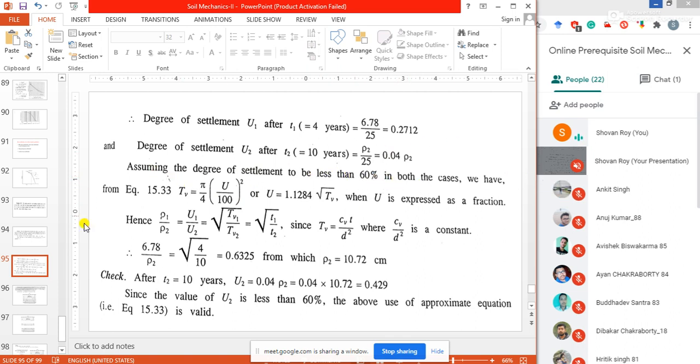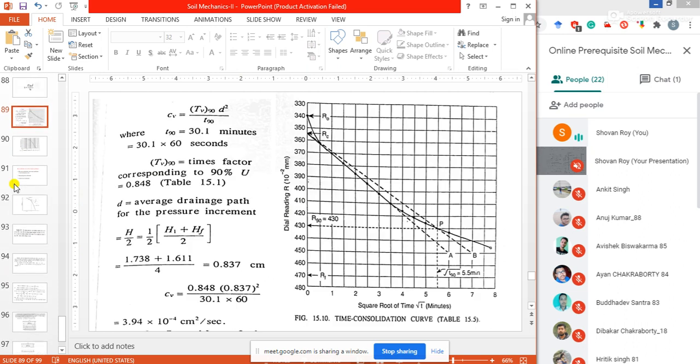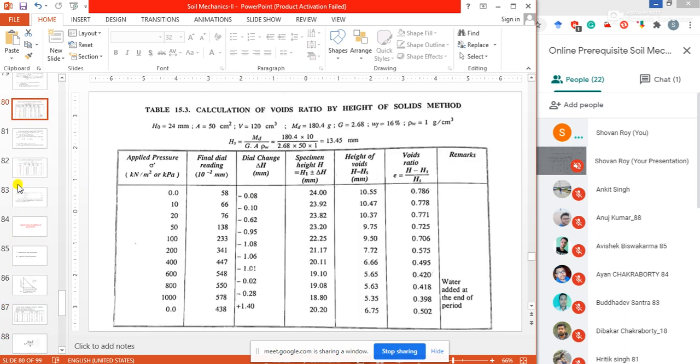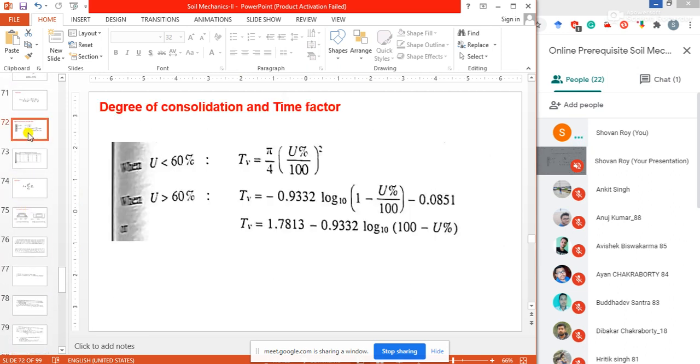Why we are assuming that? Because we have two options for calculating such kind of problem. When U is less than 60%, then the time factor formula is time factor equals to pi by 4 into U percent by 100 square. Okay, this is one formula, and another formula, if U greater than 60%, then we should use this formula.